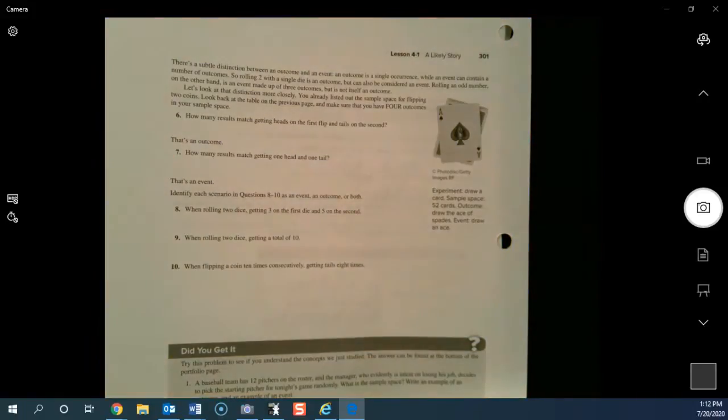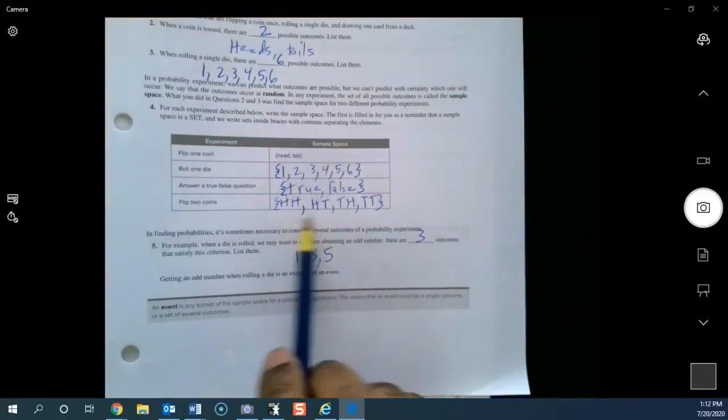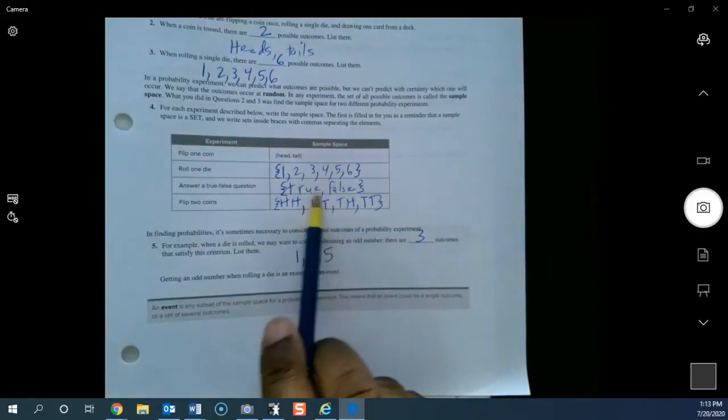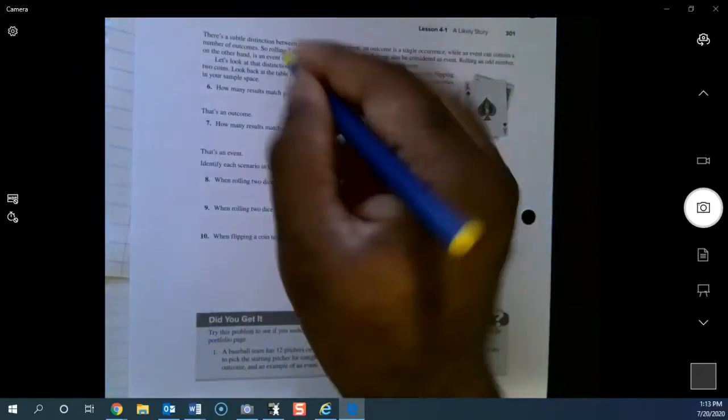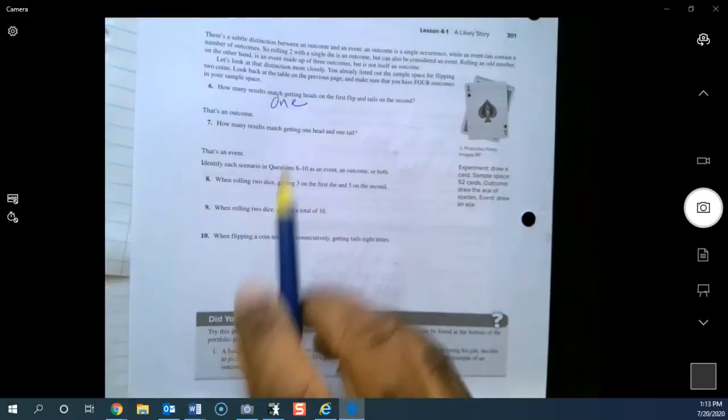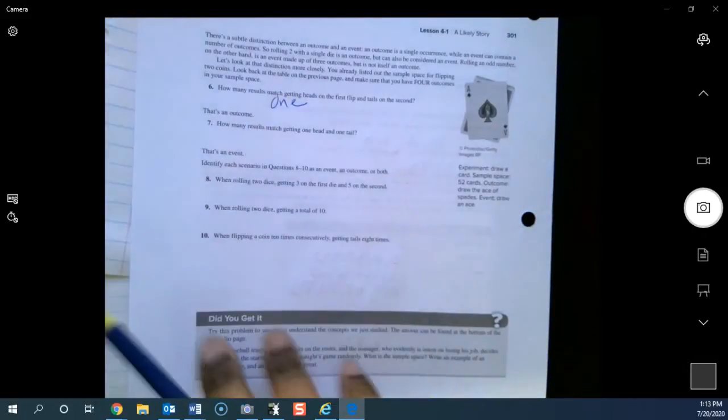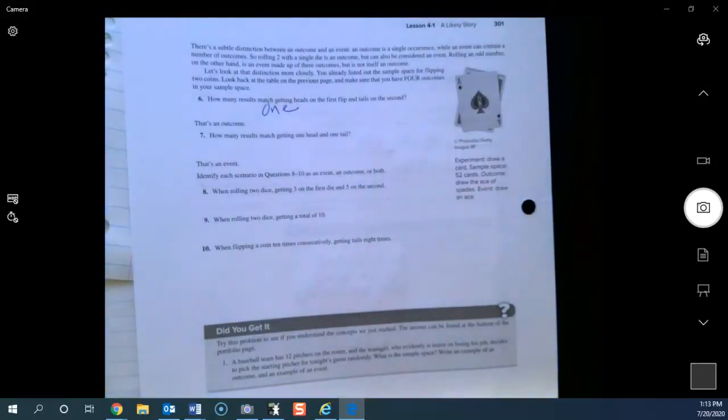You already listed out the sample space for flipping 2 coins. Look back at the table on the previous page and make sure that you have 4 outcomes in your sample space. Number 6, how many results match getting heads on the first flip and tails on the second? Now, if we went back here to this table, they said heads on the first, tails on the second. It's only 1. So the answer to number 6 would be 1. So that's an outcome. Getting heads on the first and tails on the second, that's an outcome.